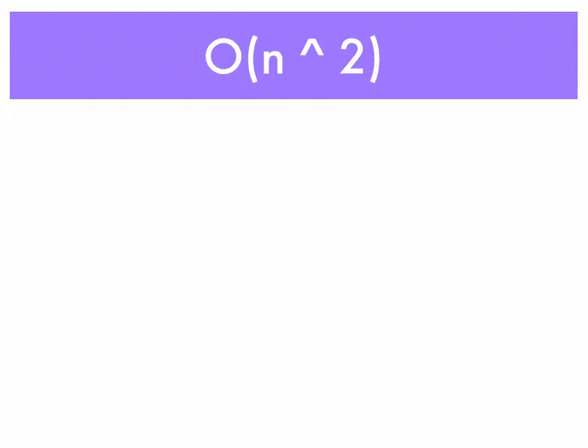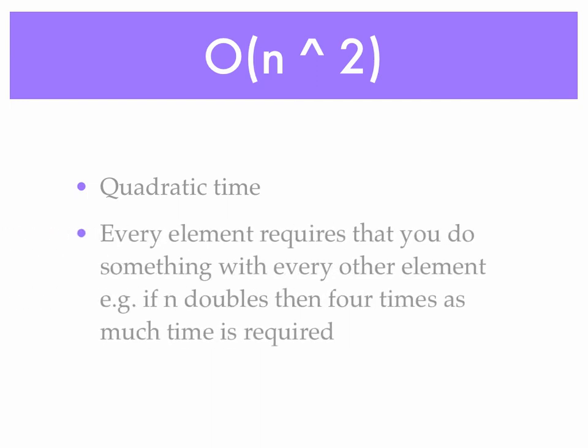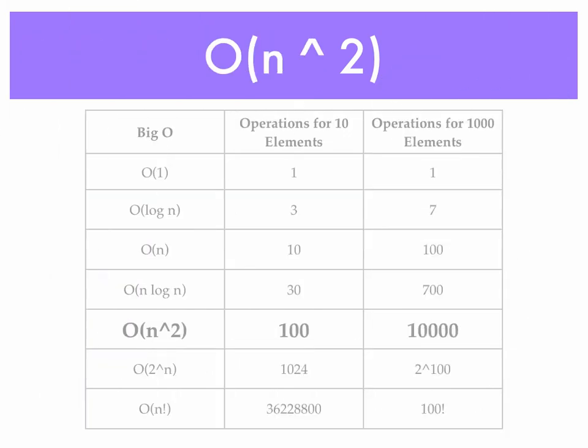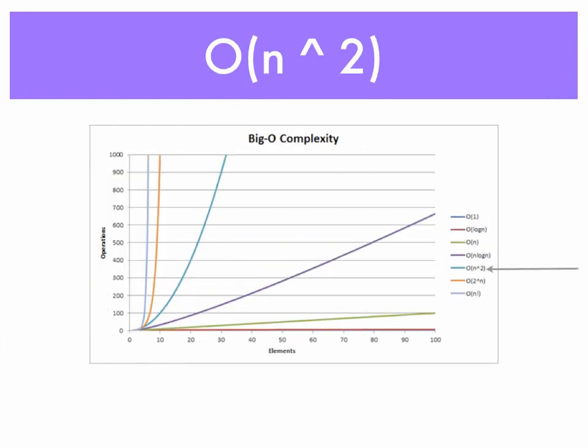Moving on, we look at O(n^2), or n squared. And this is quadratic time. Every element requires that you do something with every other element. So if I have n double, then it takes 4 times as much time. On my chart, for O(n^2), if I have 10 elements, it's 100 operations. 1,000 elements, 1,000,000 operations. My chart looks like this. Pretty steep increase.